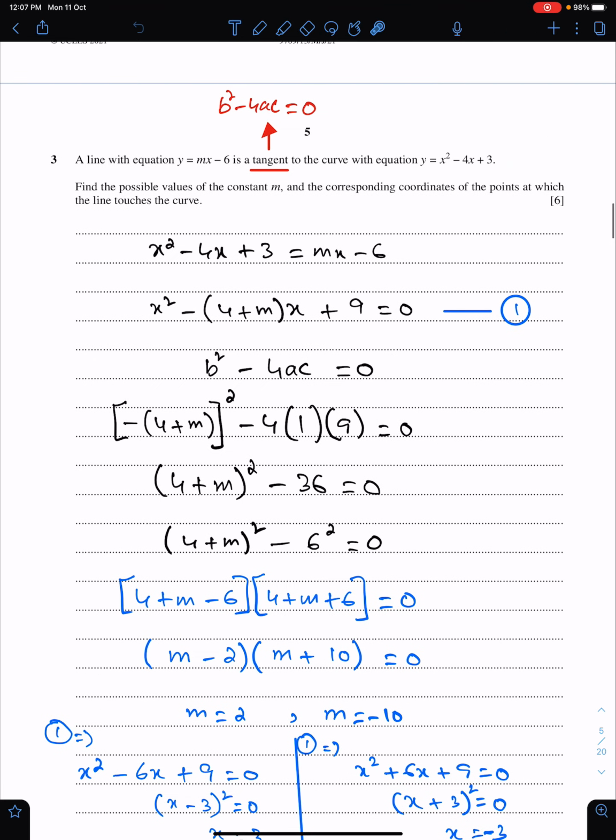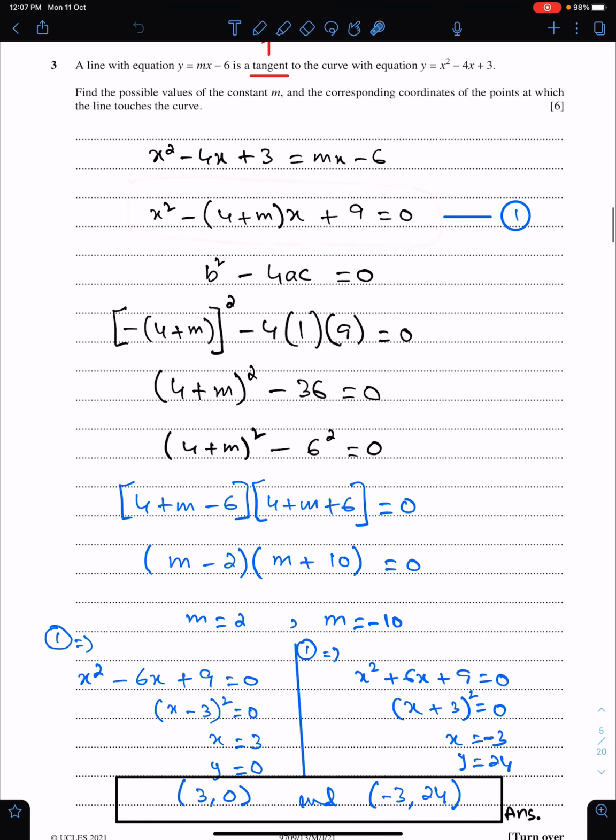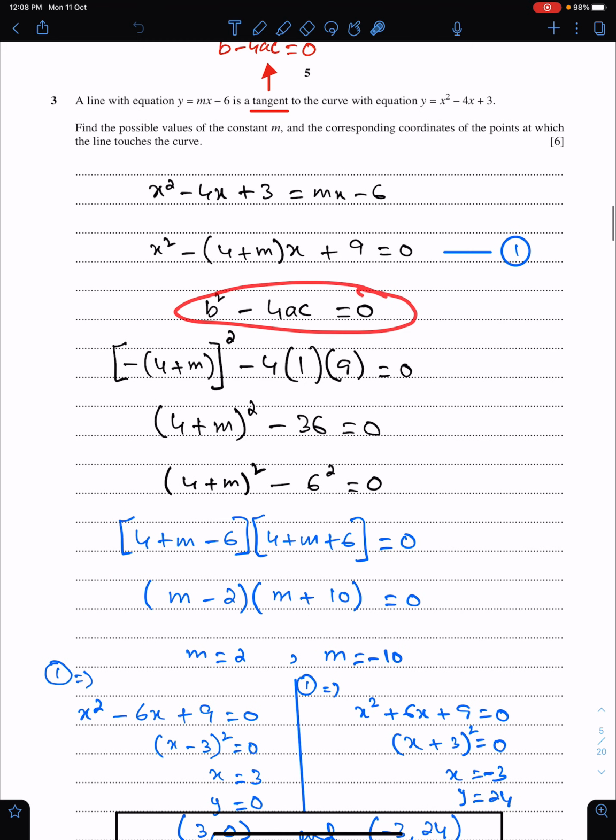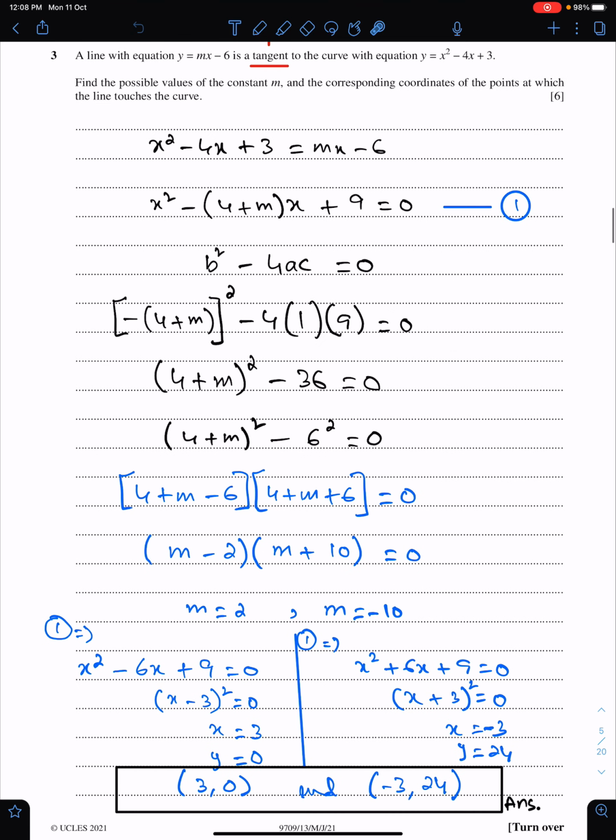Number one, we need to equate these two y's to get the standard quadratic equation. So by equating these two y's, we have got this standard quadratic equation. In this equation, a is 1, b is negative bracket 4 plus m, and this is c. And this is the condition for the line to be tangent to the curve. We use this discriminant when the given line is tangent to the given curve. So by substituting the values of a, b and c into this discriminant, we have got this equation.